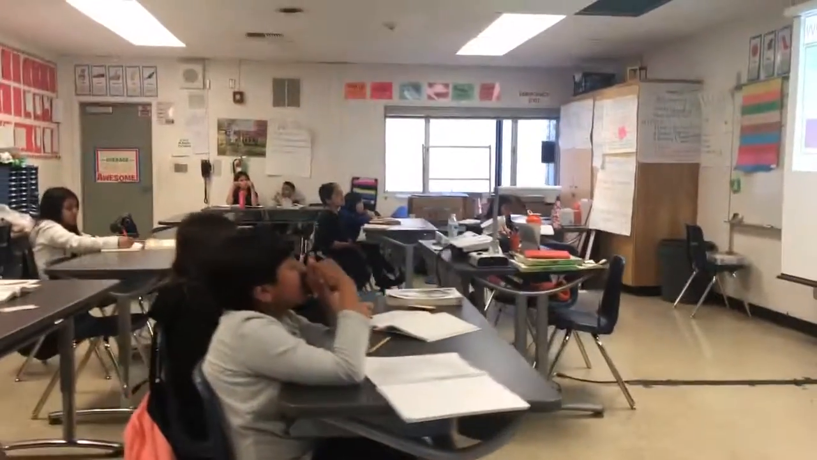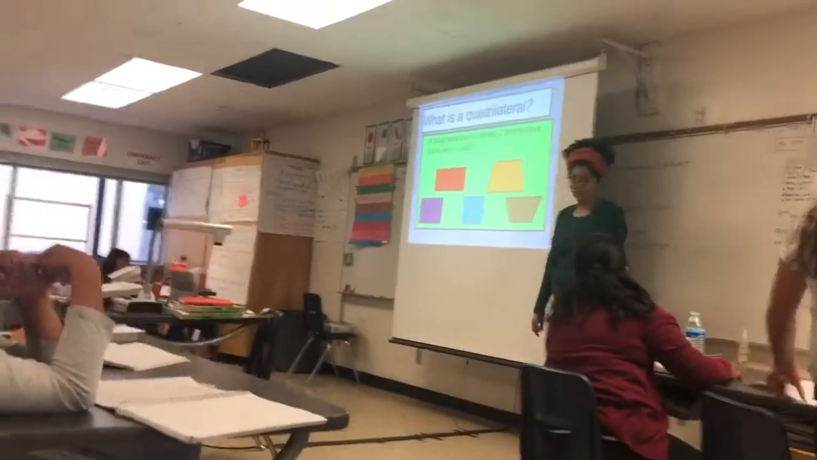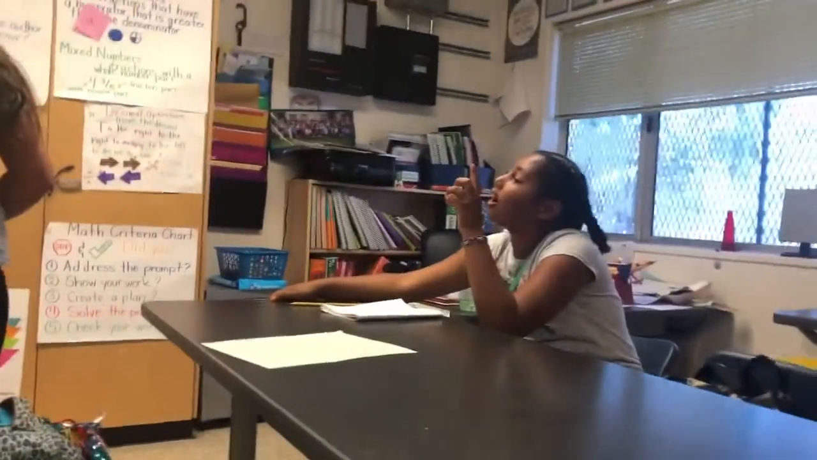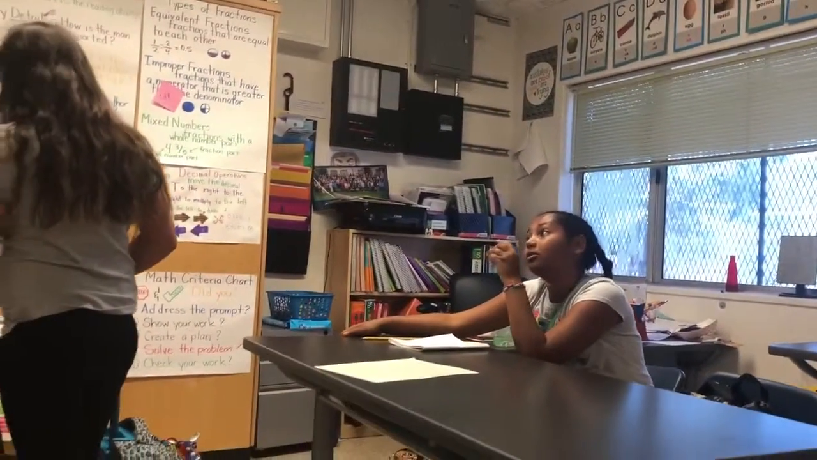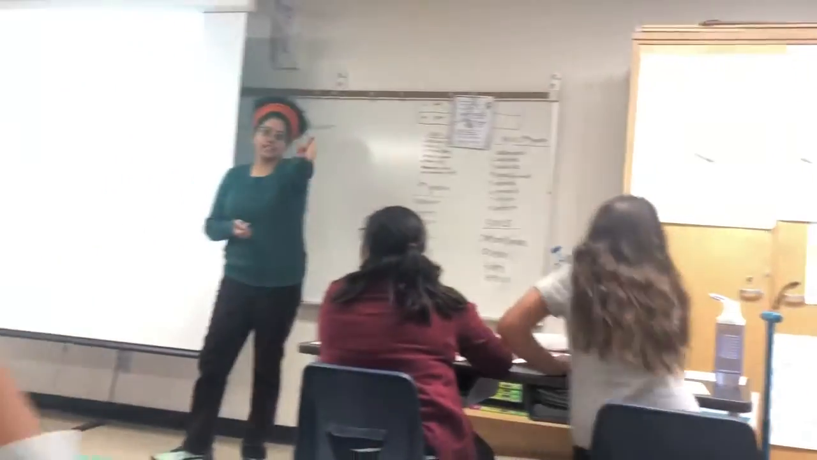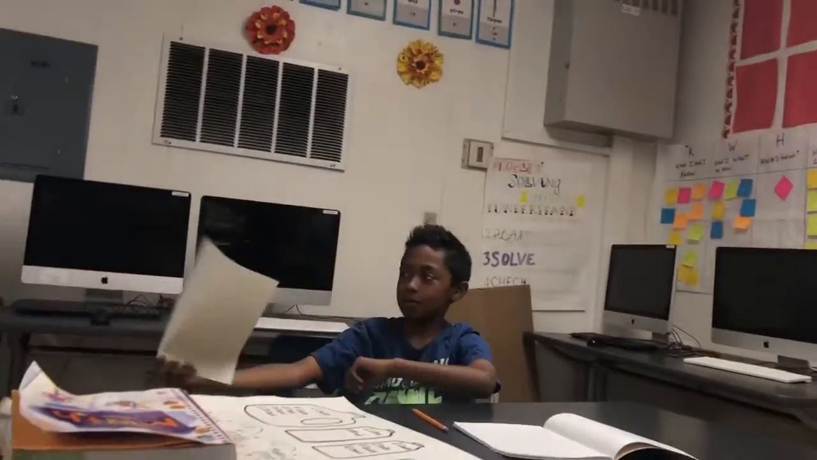So, quadrilateral. All of these are quadrilaterals because they all have 4 sides. No, they're not all quadrilaterals. This is a quadrilateral, yes, it has 4 sides, but the sides are not all equal. That's a square. A quadrilateral just has to have 4 sides. Yes, the paper is a quadrilateral, Ramsey. Good job. It has to be flat and have 4 sides.